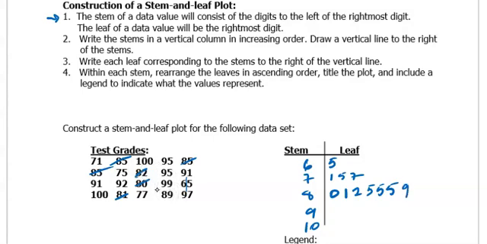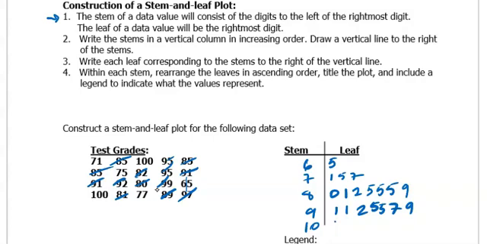And then what about the 90s? We have a couple of 91s, 2 of them, and then we have also a 92. And we've got 2 95s, a 97, and then a 99. And I think that will do it for the 90s. And then we've got a couple of hundreds.